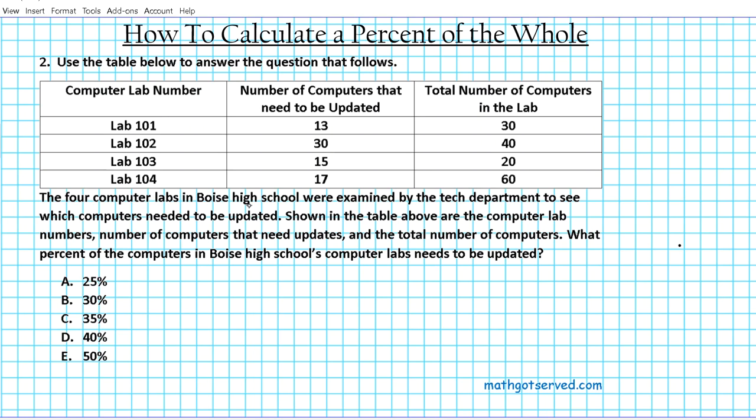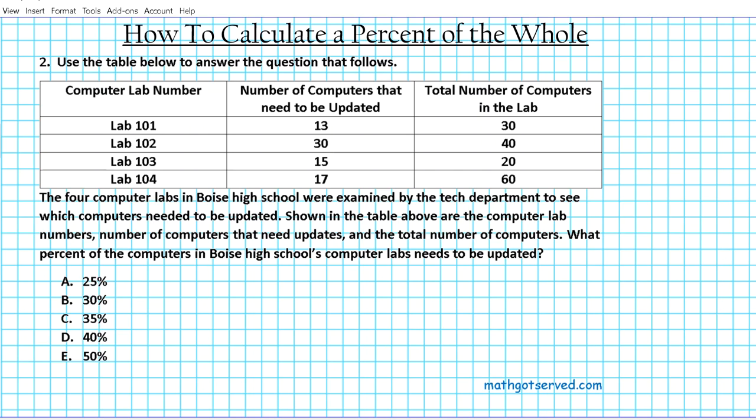The 4 computer labs in Boise High School were examined by the tech department to see which computers needed to be updated. Shown in the table above are the computer lab numbers of computers that need updates, and the total number of computers. What percent of computers in Boise High School computer labs needs to be updated? All right, so we want to find the computers that need to be updated expressed as a percentage of the entire number of computers in the school.